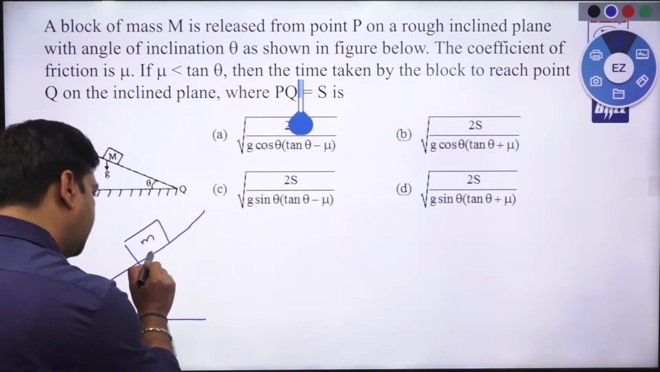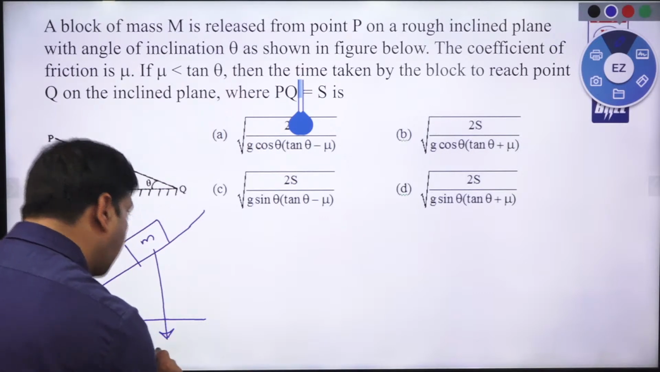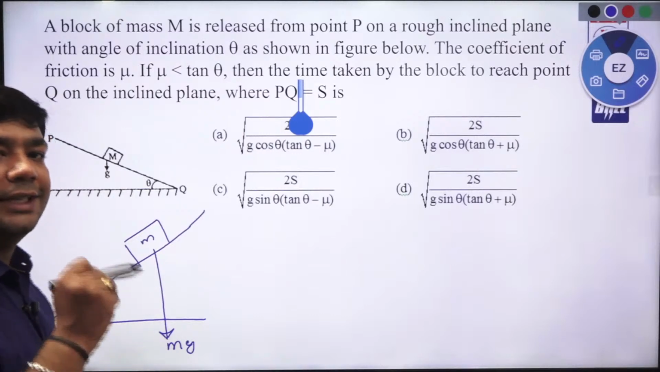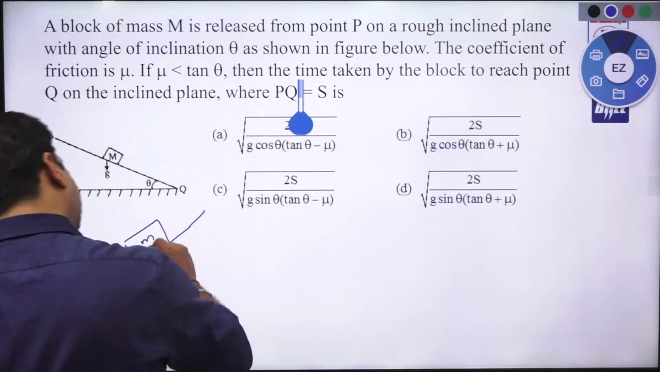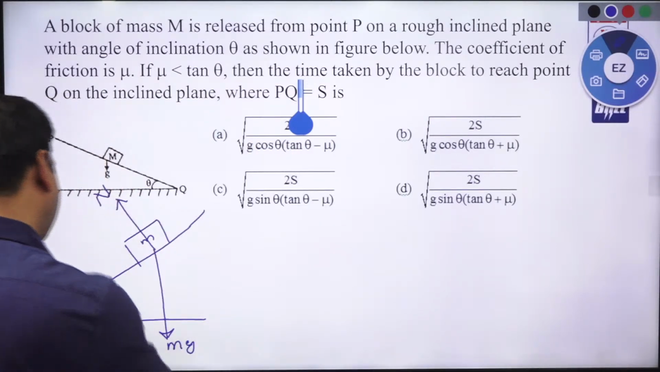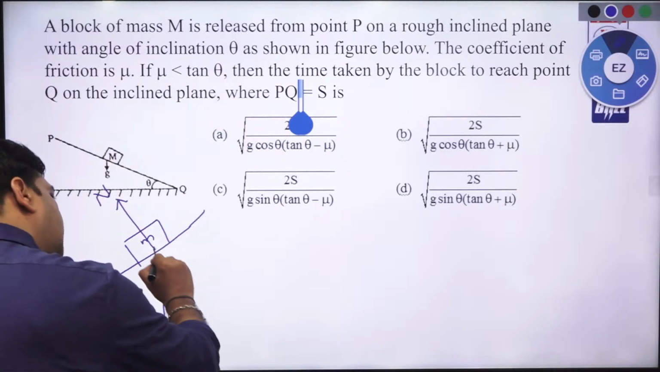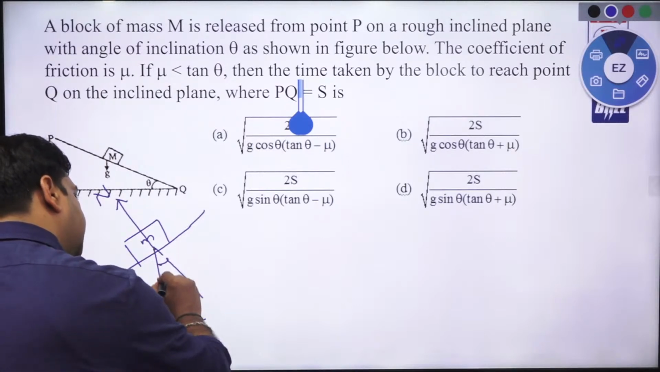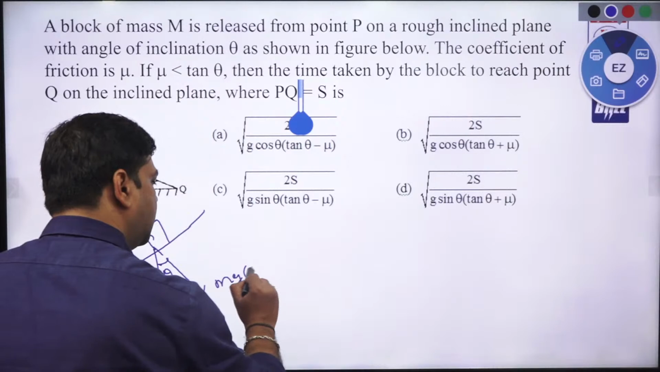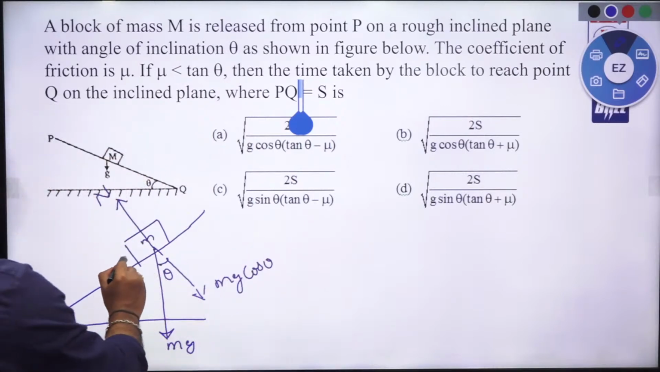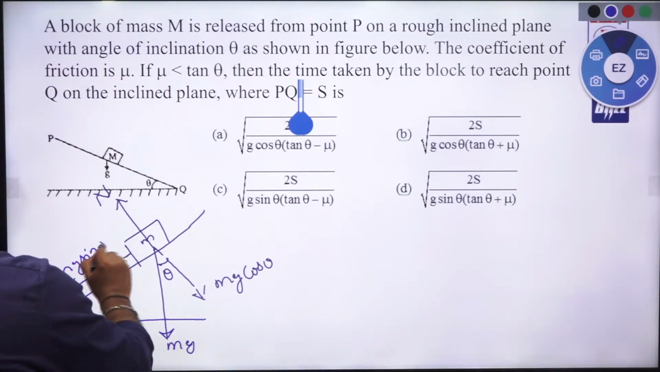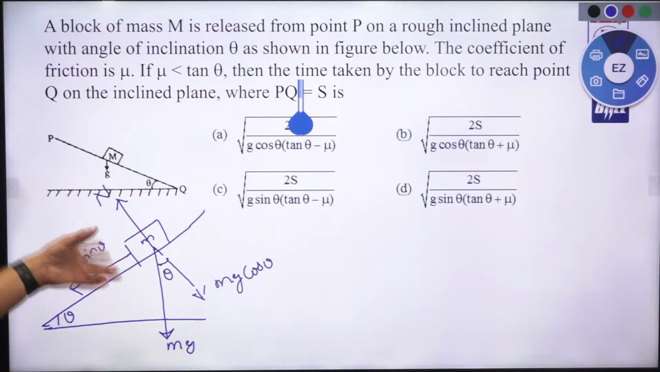First of all, just introduce the weight of the body, which is always vertically downward. After that, introduce the normal reaction, which is perpendicular to the contact surface. So the normal reaction is like this, N, and it has angle theta. This is also theta. So here one component comes to be mg cos theta, and one component is like this, that is mg sin theta. You have to draw the FBD like this in all cases.